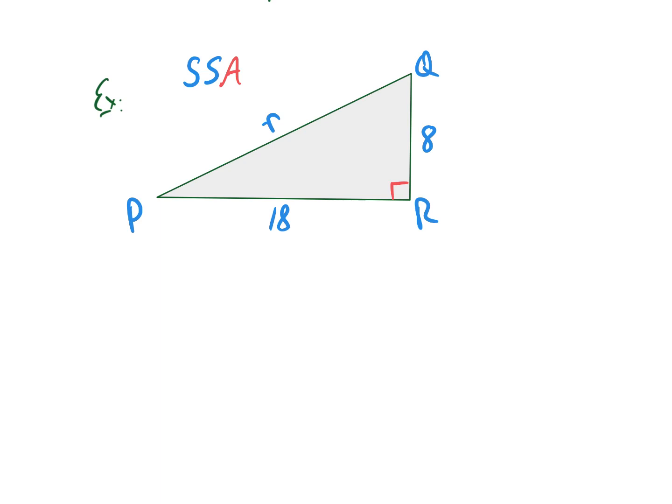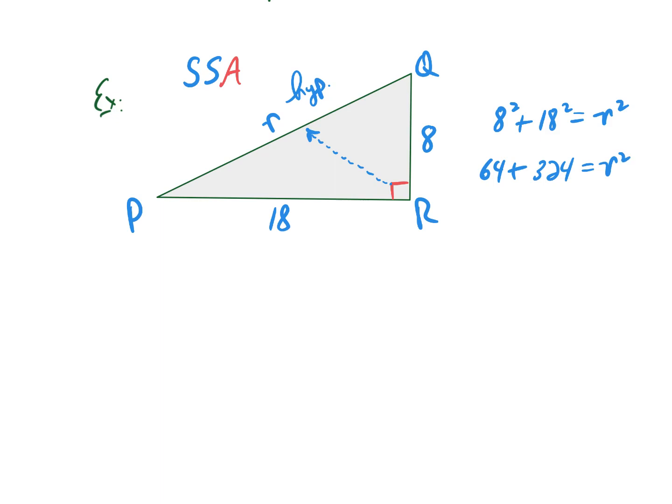The side r shouldn't be too difficult because we know 2 out of the 3 sides, so we can use the Pythagorean theorem. So the side directly across from the 90-degree angle is the hypotenuse, right? And therefore 8 is a leg, 18 is a leg, and so the Pythagorean theorem is going to be leg squared plus leg squared is equal to hypotenuse squared. 8 times 8 is 64. 18 squared is 324.